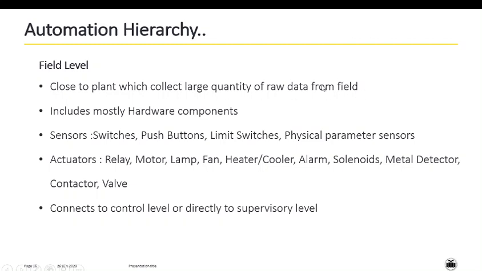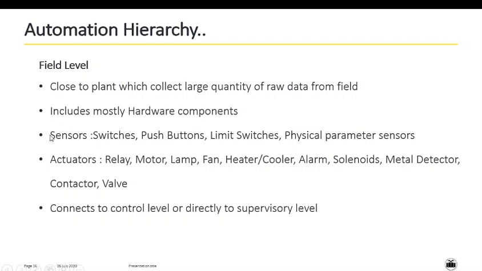So what kind of data? This is in the form of various physical signals: temperature, pressure, vibration, acceleration, speed, or whatever kind of electrical signal. So this signal we have to capture with the help of some devices. This level mostly includes the hardware components, which include various sensors.